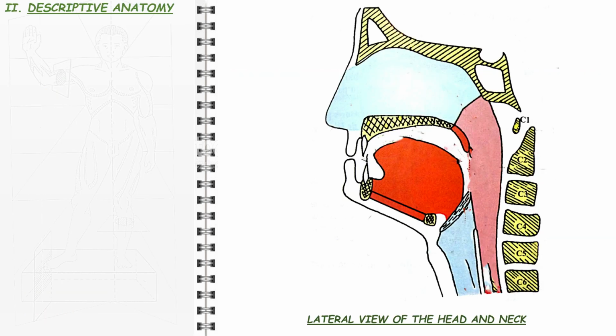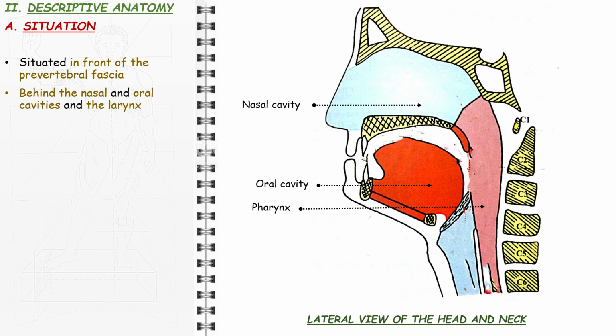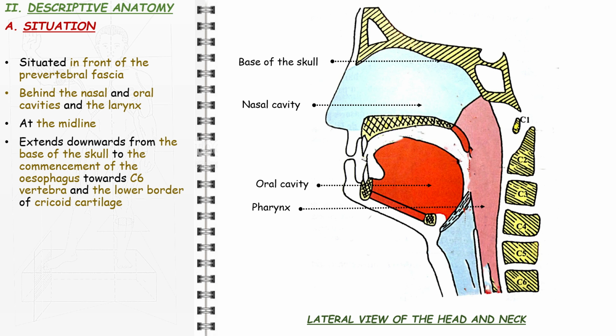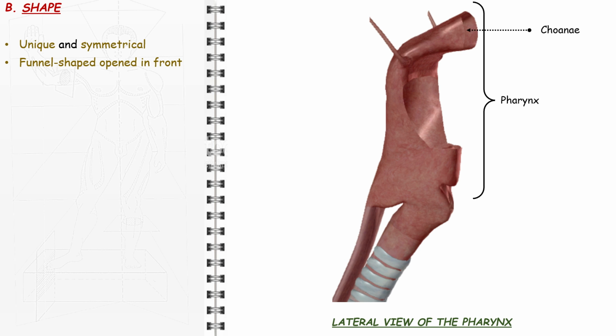The pharynx is situated in front of the prevertebral fascia, behind the nasal and oral cavities and the larynx. It stands vertically at the midline and extends downwards from the base of the skull to the commencement of the esophagus towards C6 vertebra and the lower border of cricoid cartilage. The pharynx is unique and symmetrical. It is funnel-shaped and opened in front. It is continuous with the esophagus at its commencement.